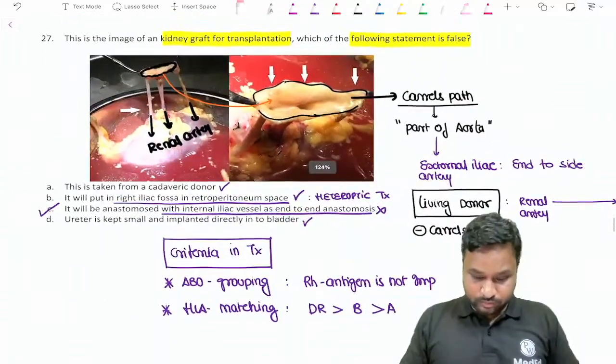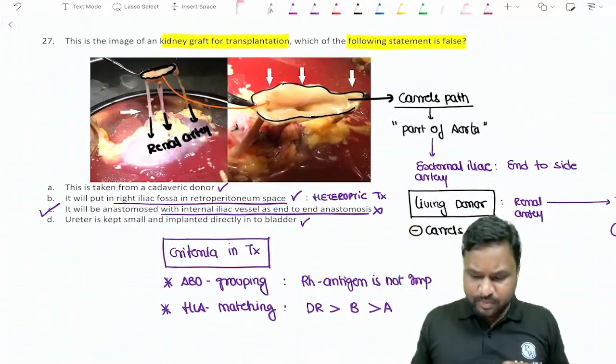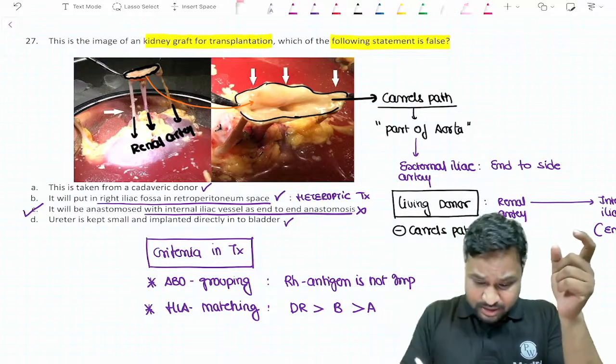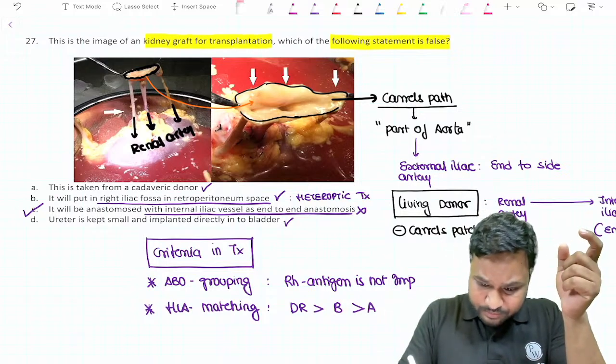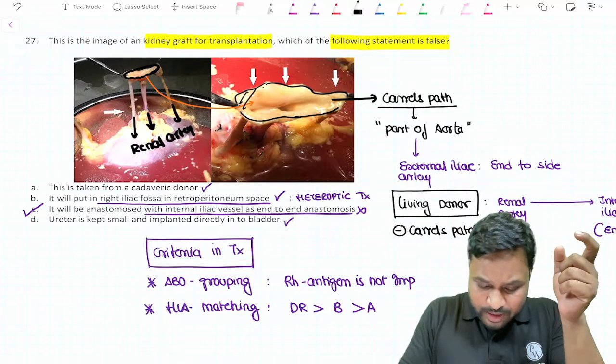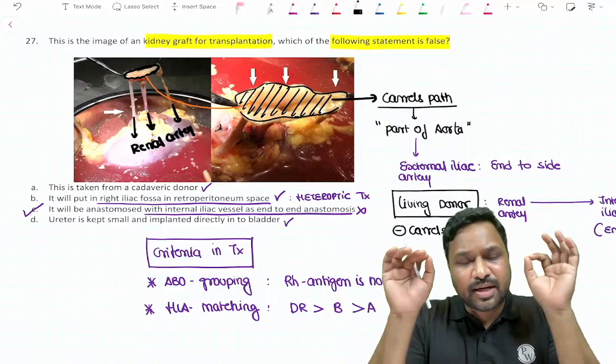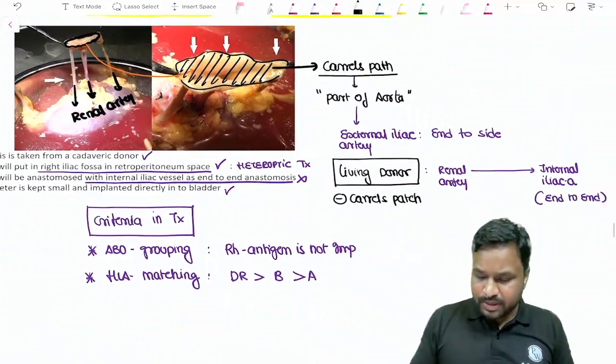Chalo. Again, in transplant, very important. This is a kidney transplant image. You can see that flap image that is there. We're talking about this part, which is nothing but your Carrel's patch. Now, presence of Carrel's patch indicates that it is a kidney from a dead donor. As simple as that, right?